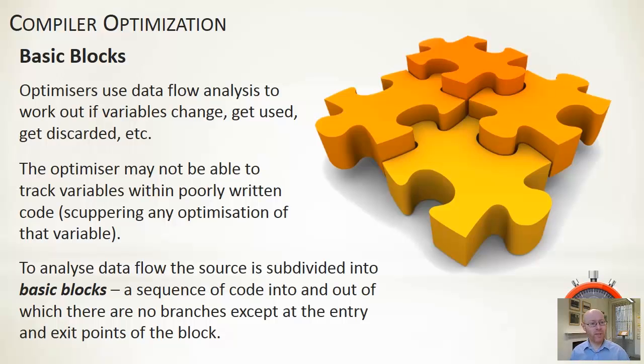In terms of doing this flow analysis, the optimizer will break the program up into what's known as basic blocks. A basic block is a sequence of instructions where there's no branching, there's no jumping. You go from the top to the bottom, one entry point, one exit point, that's it. And those basic blocks are what the optimizer will look at by way of tracking and understanding what has actually happened.